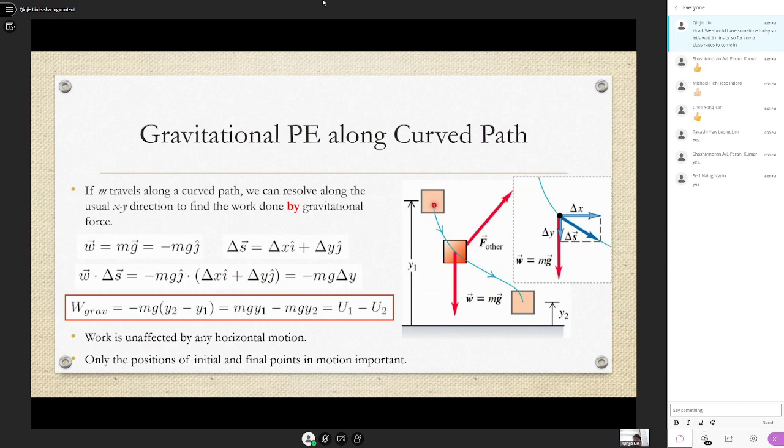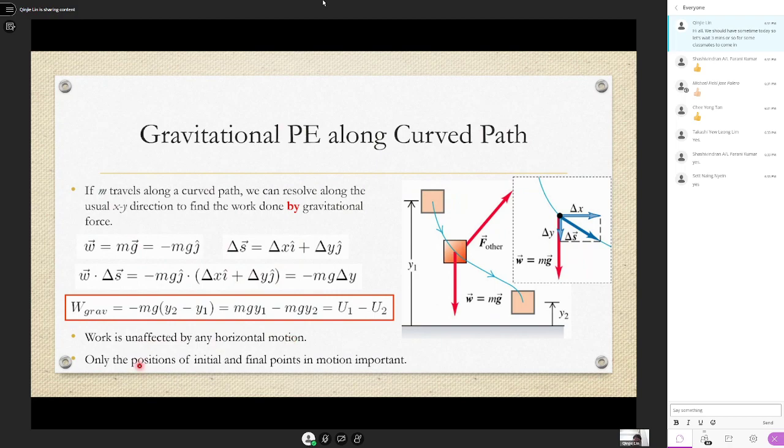So if you're going to move the object from here to here, for the change in potential energy, you just need to look at the height, the difference in height. The x direction will not matter at all. You can also see it as, let's say you move something directly to the right. You never move up or down, you move only directly to the right. There will not be a change in gravitational PE, because it's unaffected by any horizontal motion.